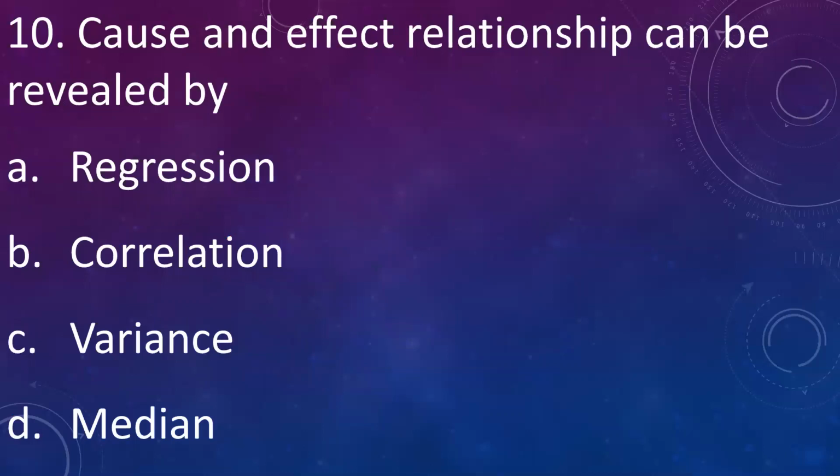And cause and effect relationship can be revealed by: A. Regression, B. Correlation, C. Variance, D. Median. Answer is correlation. Correlation is the study of cause and effect between two variables.